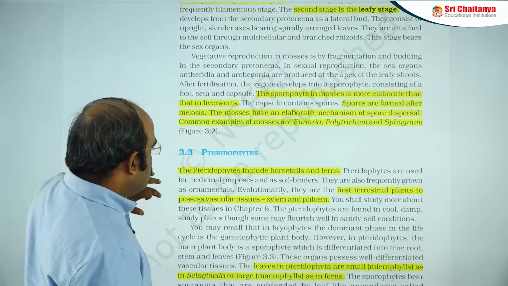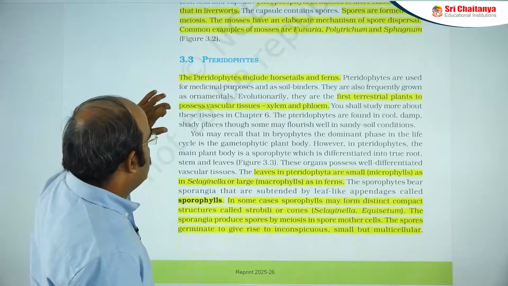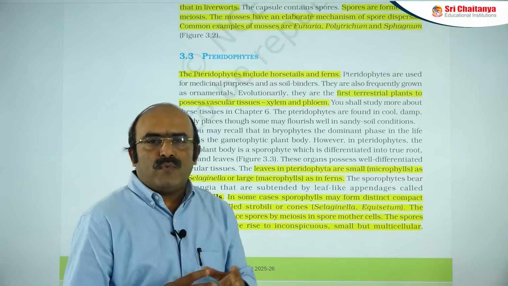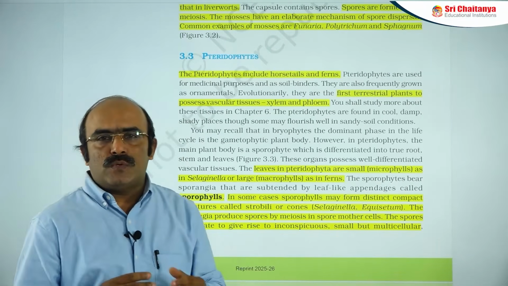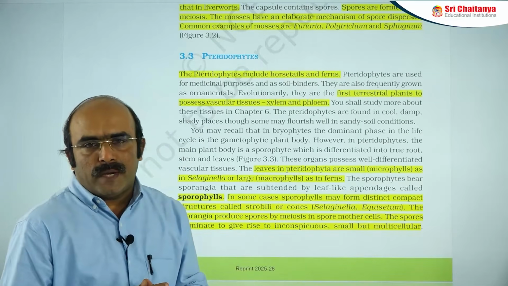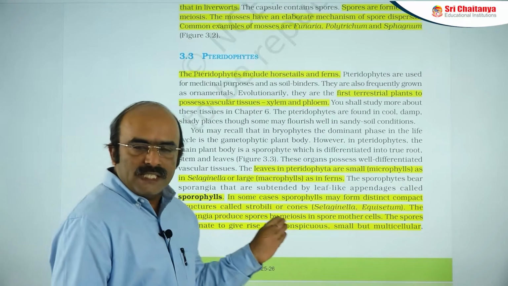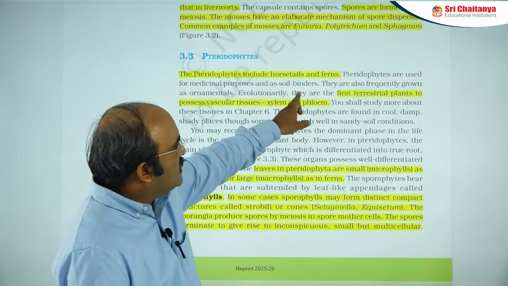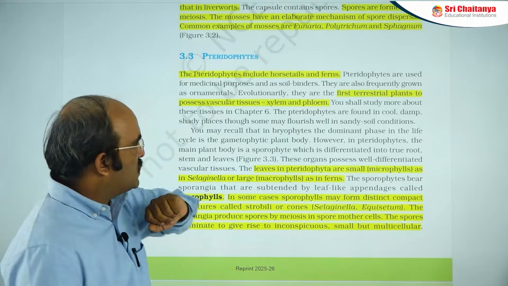Now, the next plant group is called pteridophytes. Pteridophytes are the first true land plants. When compared to the bryophytes, their plant body is well developed, and pteridophytes include horsetails, ferns and even club mosses.